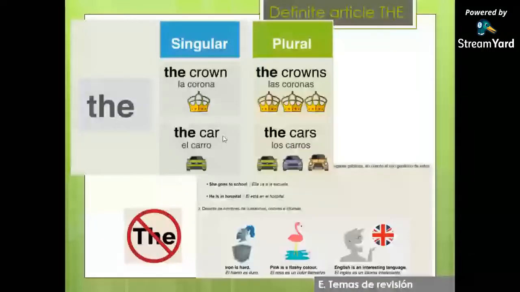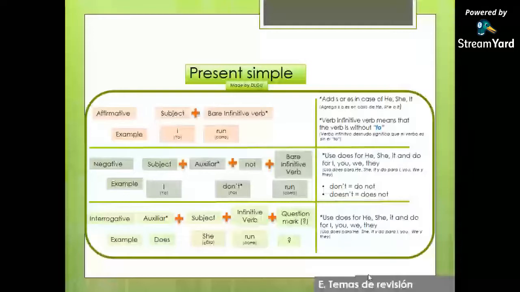Okay. Remember the definite article "the", which is used for singular and plural nouns, and also there are some exceptions where you don't need to put "the" in English, when we are referring to colors or languages. And we have seen this before about the present simple.